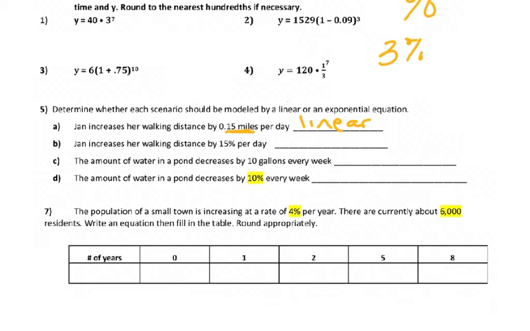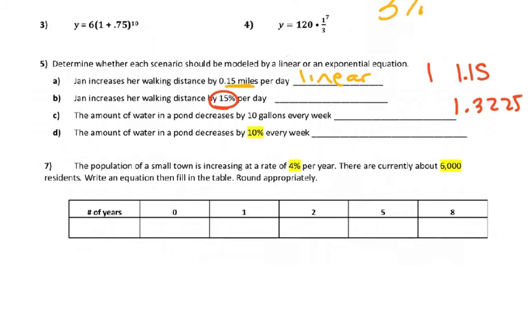Okay, the next one, Jan increases her walking distance by 15% per day. So let's say that she goes 1 mile, and then the next day she's going to increase it by 15%. So 15% of a mile would be 0.15 times 1. So she'll go 1.15. Now the next day, she's going to add 15% of her 1.15 miles. So she's going to add 0.1725 to her 1.15. You can do these calculations on the calculator along with me, but the next day, instead of 1.3, she's going to go 1.3225.